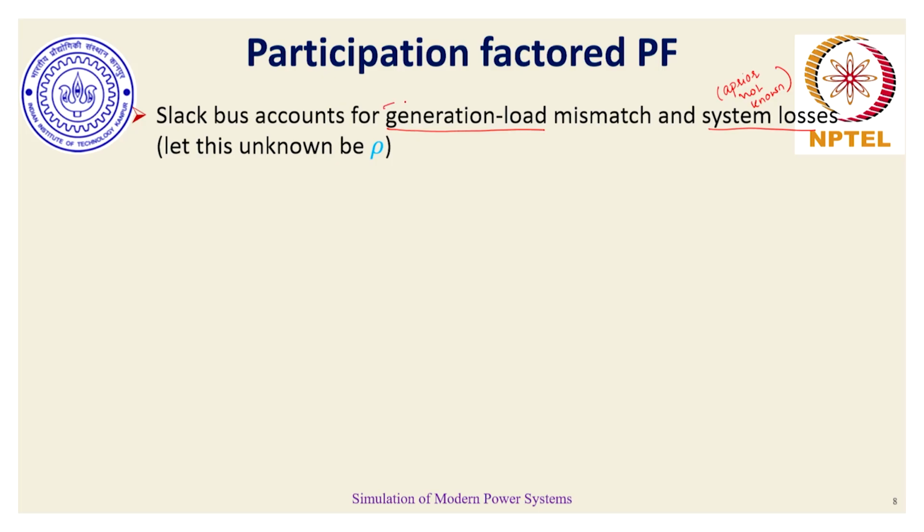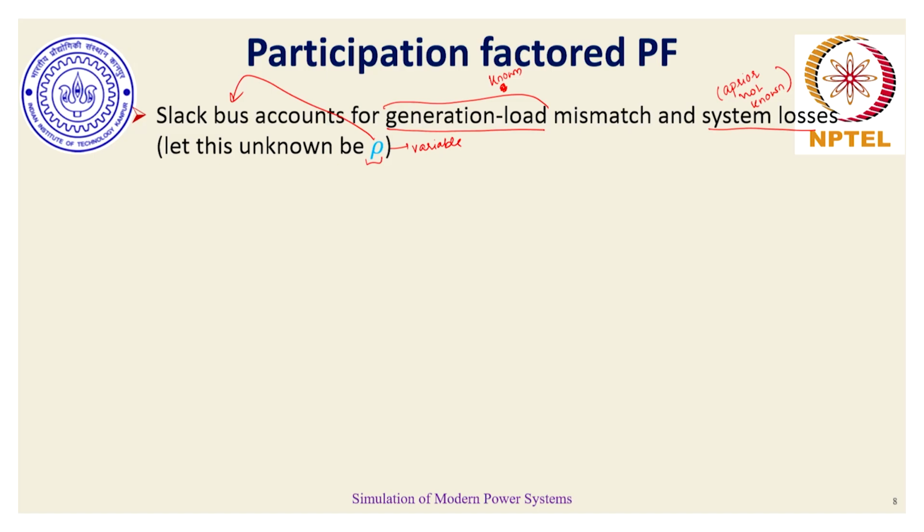The generation-load mismatch can be known a priori, depending on the generation specifications and the load specifications that we have. But if we add these two quantities and mark the sum with a variable rho, then this rho variable is not known a priori. As a result, in the case of a single slack bus, this entire rho gets dumped to the slack bus, and that is where the slack bus generation comes in.